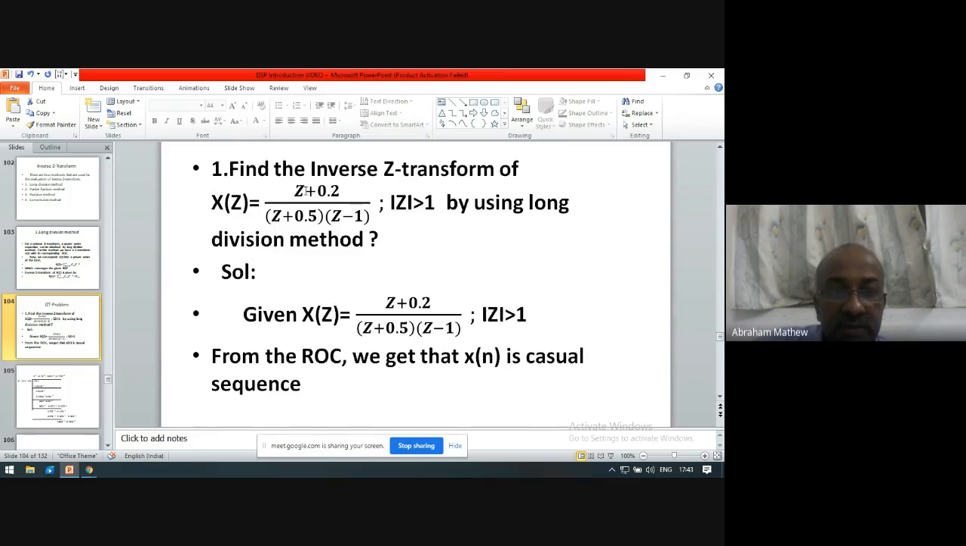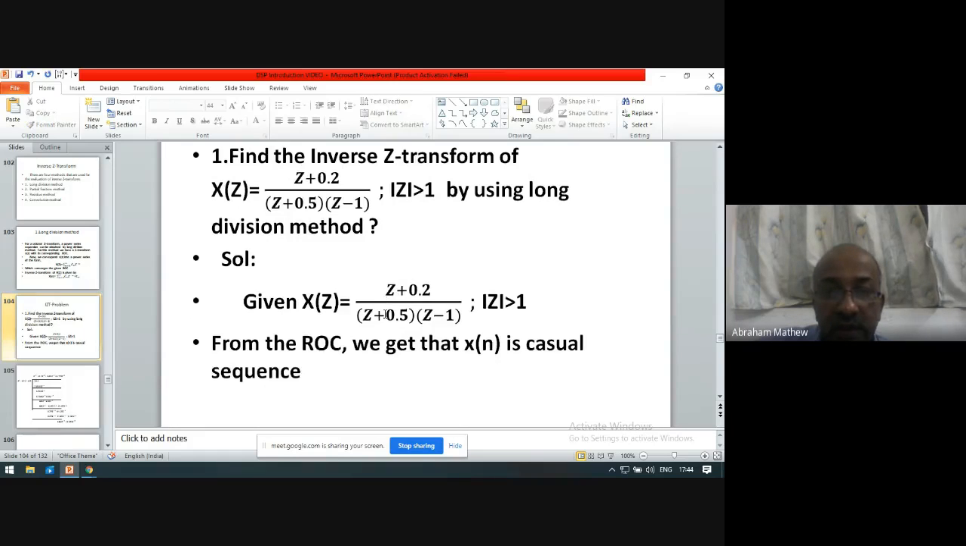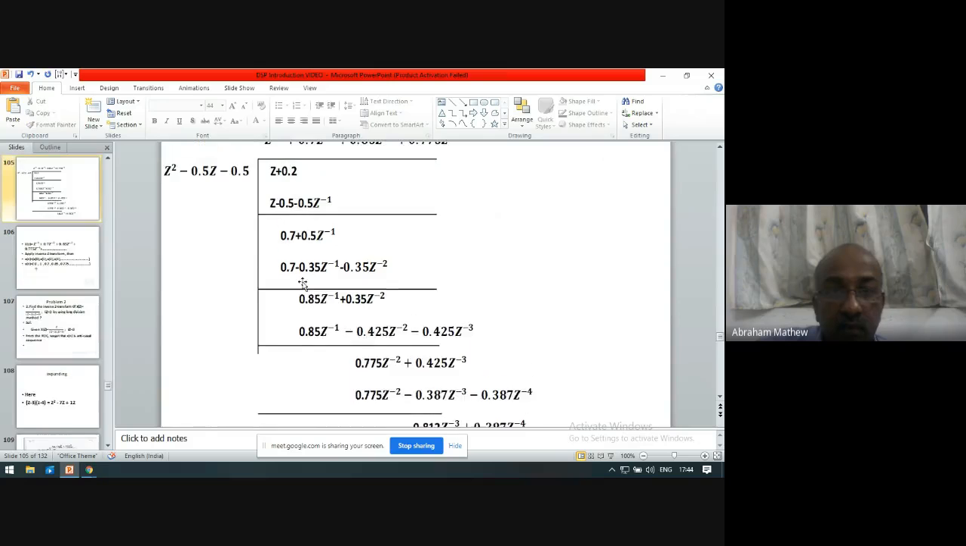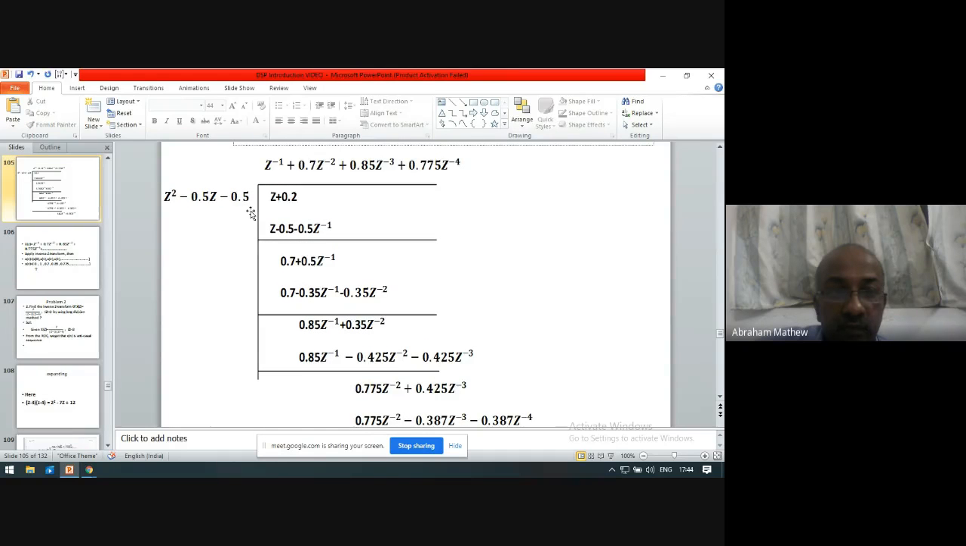For that, I am taking this particular problem. Find the inverse Z transform of X of z is equal to (z plus 0.2) divided by (z plus 0.5) into (z minus 1) for modulus of z greater than 1 using long division method. So we are applying here the long division method technique. So we have written and keep on dividing.